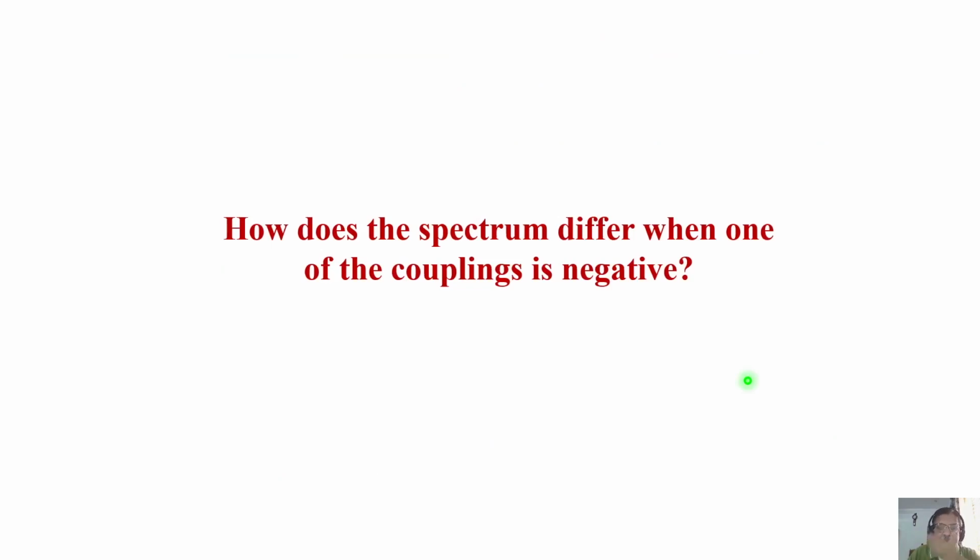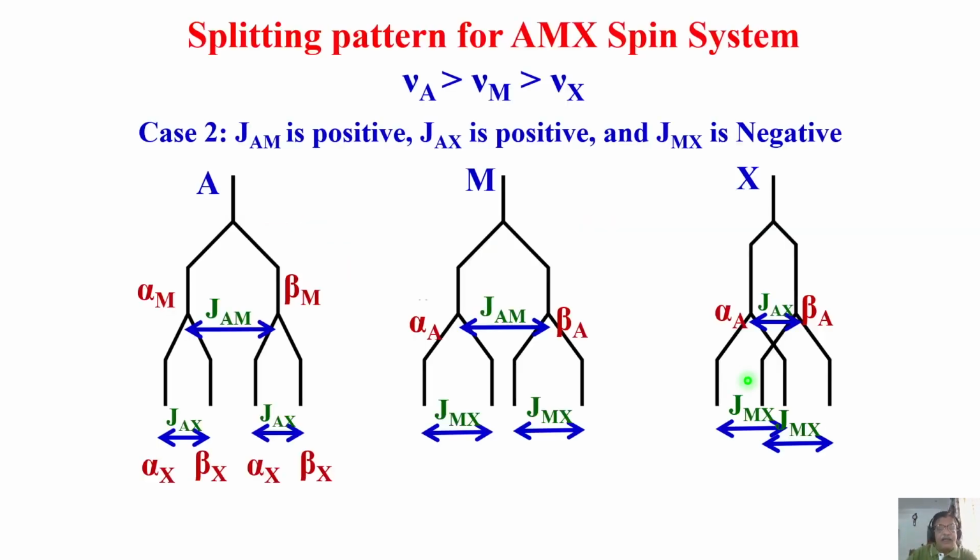Now I asked a question. I was telling you one thing. The spectrum is invariant with respect to the sign of the coupling. There are three couplings, AM, AX, and MX. Let us say one of them is negative. I change this sign. Let us see what happens to the spectrum. This is what we know, just now we worked out. Now I am going to make AM positive, AX positive, and only MX negative. Here is the X, where the MX coupling is there, here the MX coupling is there.